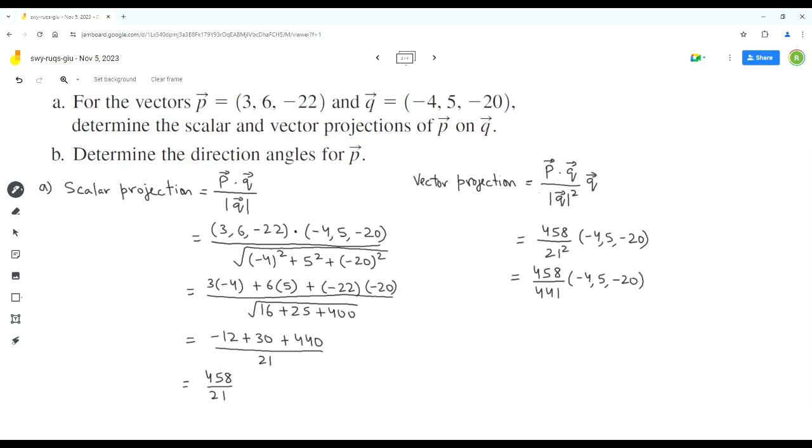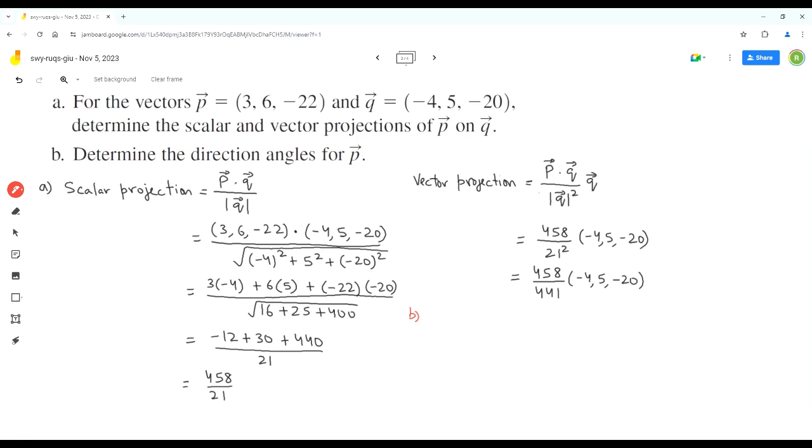So we can leave the answer in this scalar multiplication format because if we distribute 458 over 441 in vector Q, we'll get long decimal numbers. So this can be the final answer for vector projection. So we are done with part A. Now we can analyze part B.